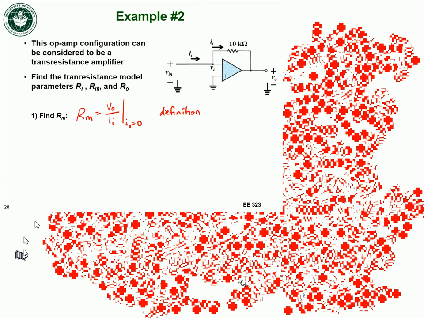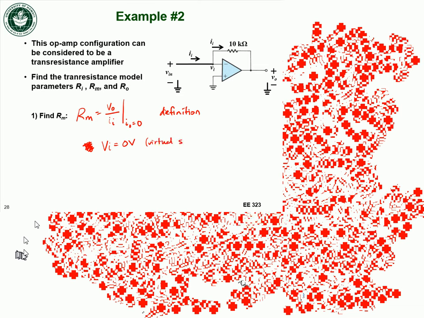Okay, so what is the equation going to be for our output voltage? Maybe before that, what would help is if I assign a value to this voltage VI. What's the value of that voltage? Zero, because of the virtual short between this terminal and this terminal, and this non-inverting terminal is grounded. Okay, so this is 0 volts because of the virtual short.